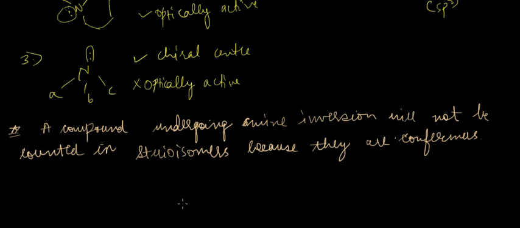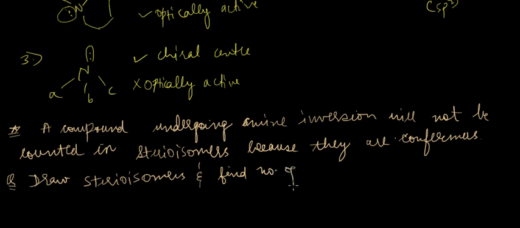Okay, so the next question is, you have to just draw stereoisomers of the following compound and find the number of meso compounds, number of diastereomeric pairs, and so on. So draw stereoisomers and find the number of meso compounds and diastereomers. Okay, so let us start it.